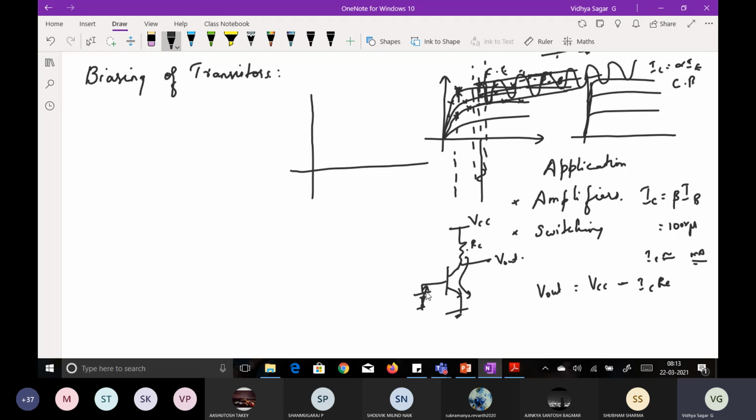So when the applied input voltage is less than VBE, 0.7, what will be my V output? Sir, 0. Why will it be 0? What will be the current? Will there be a current? No, sir. So then what will be V output? 0, sir. Output is taken across here. Can you just tell me why it is 0?